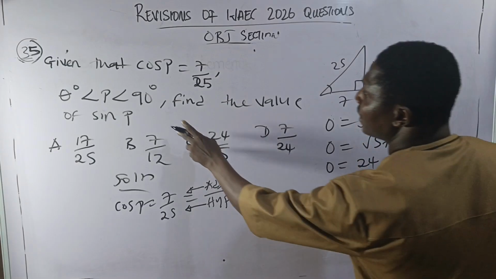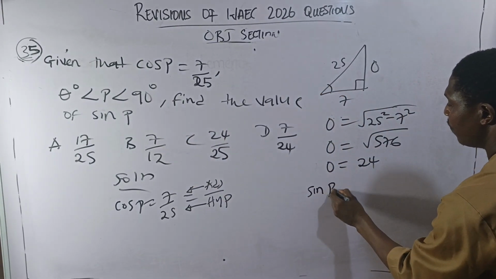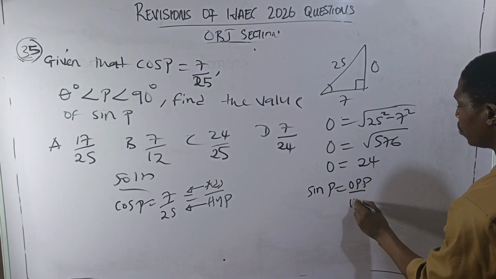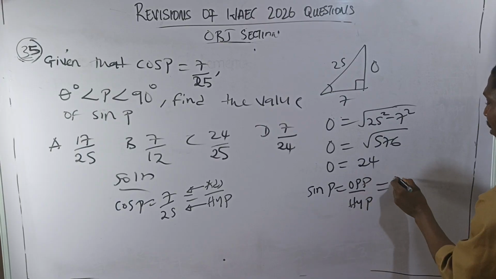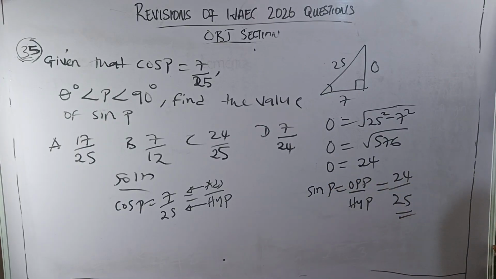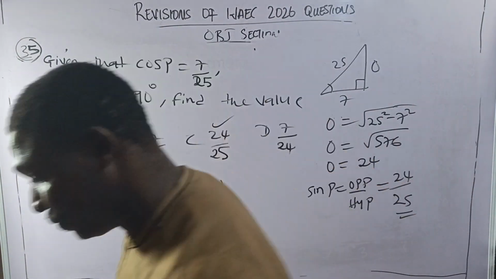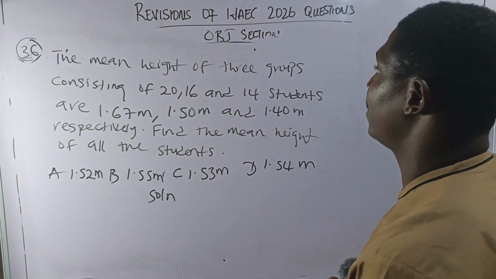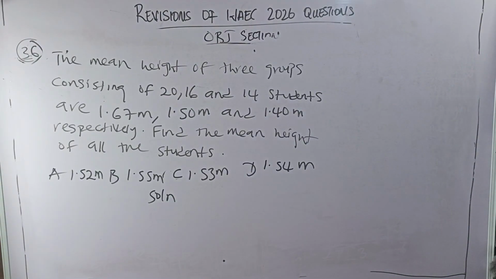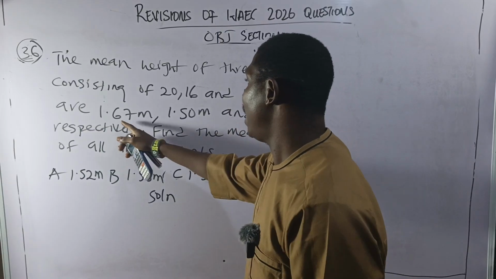Now opposite is 24. And sine P is my question. So sine P equals opposite over hypotenuse. My opposite is 24. Hypotenuse was given as 25. So sine P is equal to 24/25, which corresponds to C. Thank you.